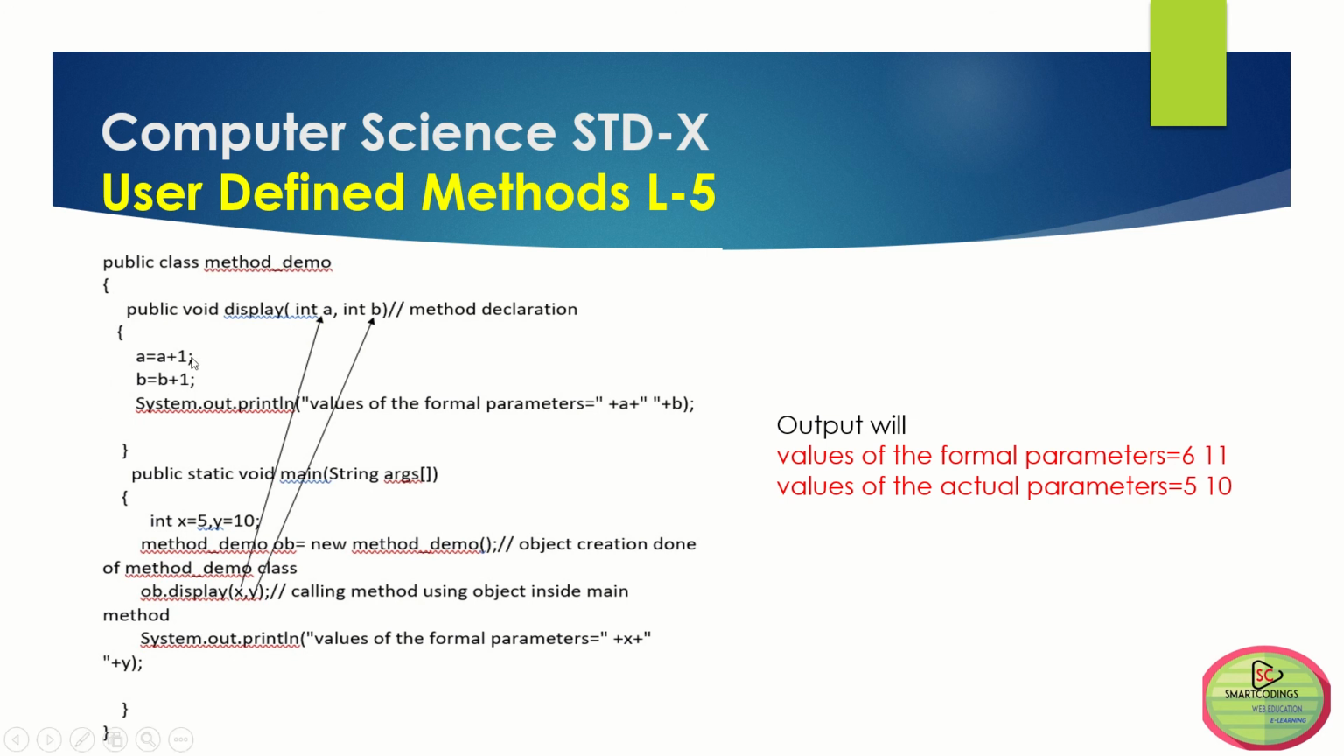So if any changes are made in the formal here, this is a Xerox here, a and b, formal parameters, and this is x and y original. Any change made here will not impact here. So value of the formal parameters changed to 6 and 11. It got the value 5 and 10 here by passing the Xerox. Now we are doing plus 1 here, changing here. It is 6 and 11, but the actual remains the same, 5 and 10. See the output? I hope it is clear.